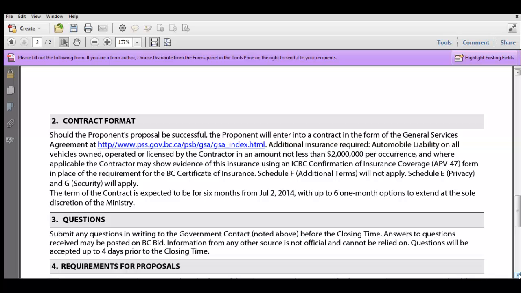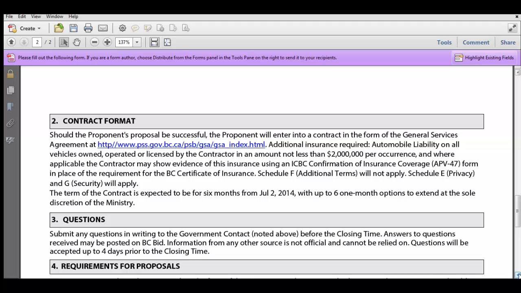But you need to understand that after the SRFP closes, if you've submitted a proposal and you're offered the contract, you will not have the option of changing the contract terms and conditions at that point. Your only opportunity to look at those and request changes is while the SRFP is open. So be very clear on what your contract format is saying.